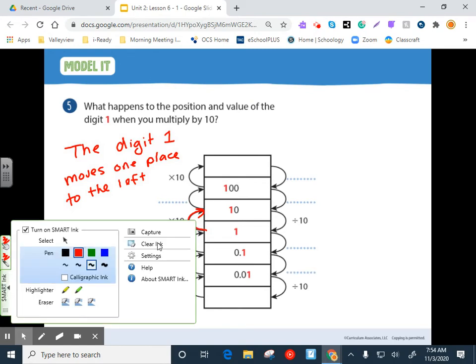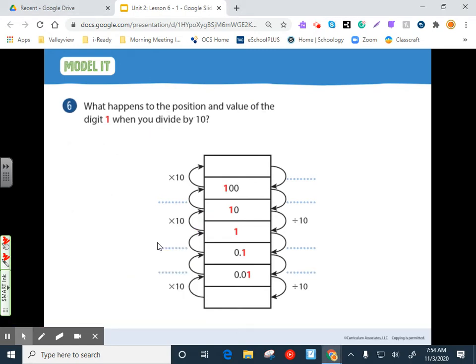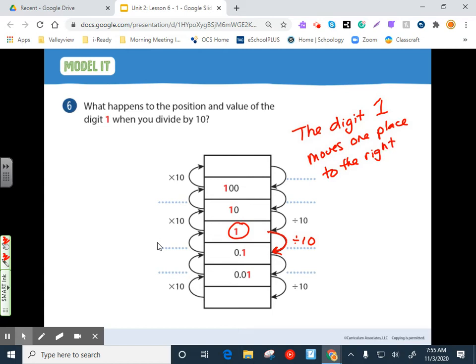Let's look at question 6. What happens to the position and value of the digit 1 when you divide by 10? So we're talking about 1, and then we're dividing by 10. If you look at that 1, the digit 1 moves one place to the right.